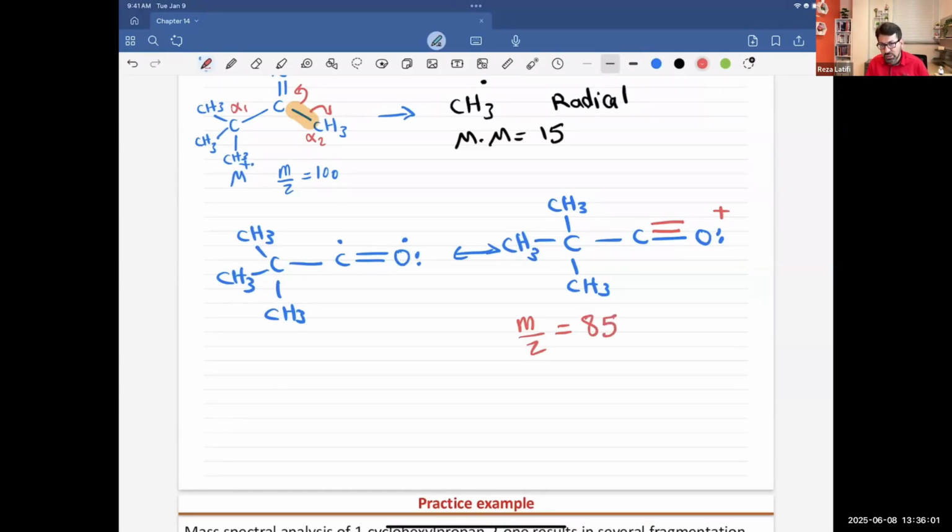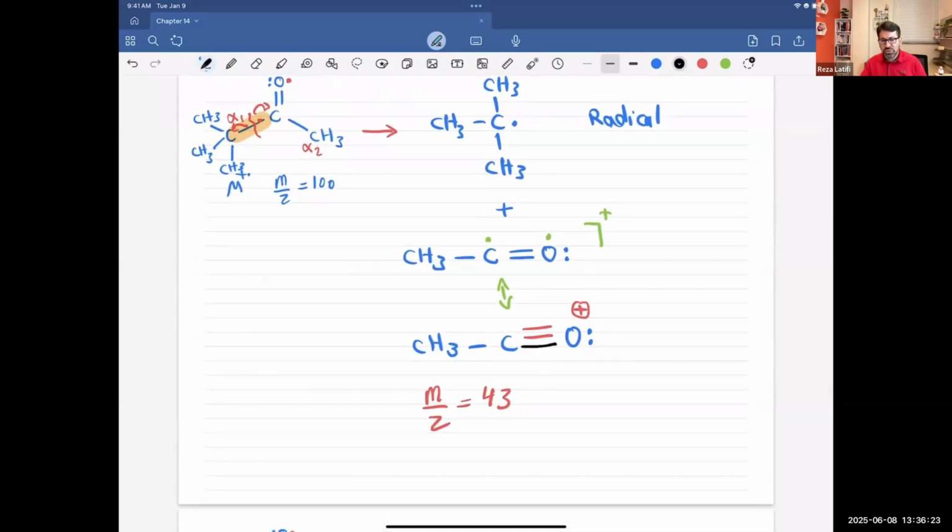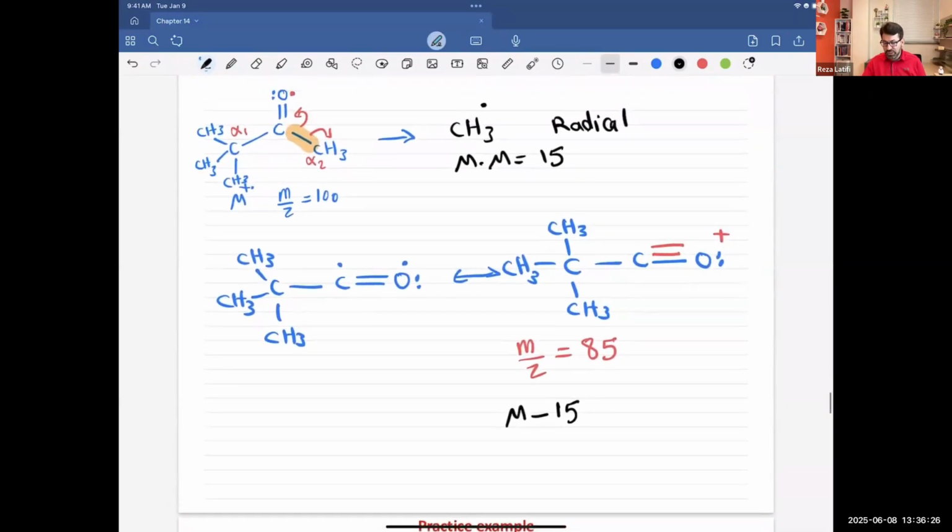So I will see a signal for this technically a cation, that I can label as M minus 15. Why minus 15? Because I lost the radical. Whatever M was, we lost 15 of it, and that's going to show up at 85. So we will get 2 signals: one at M over Z 43, and the second one at 85.